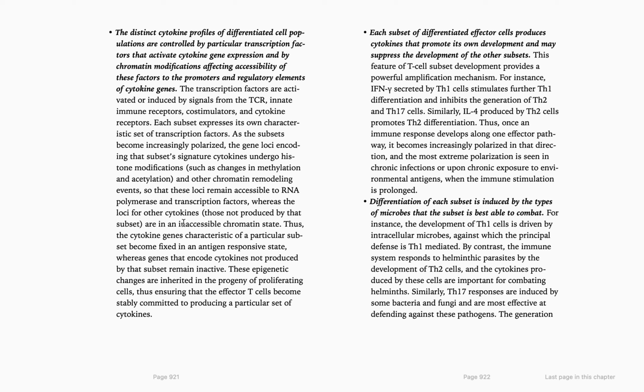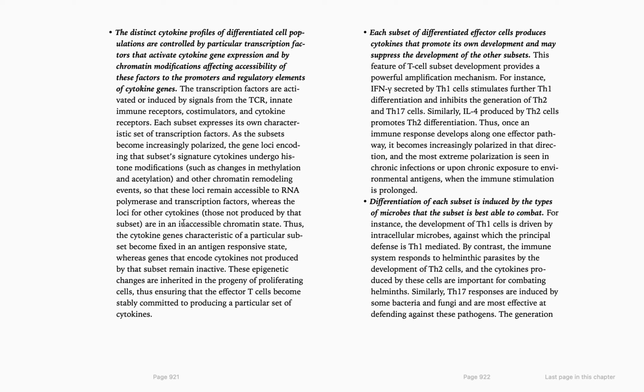Thus, the cytokine genes characteristic of a particular subset become fixed in the antigen response state, whereas the genes that encode cytokines not produced by that subset remain inactive. These epigenetic changes are inherited in progeny of the proliferating cells, thus ensuring that the effector T cells become stably committed to producing a particular set of cytokines. Each subset of differentiated effector cells produces cytokines that promote its own development and may suppress the development of others. These features of T cell subset development provide a powerful amplification mechanism.